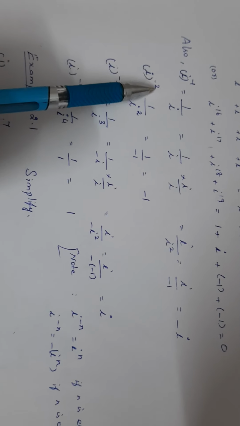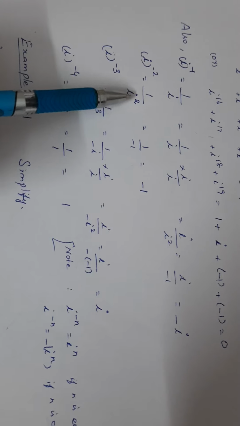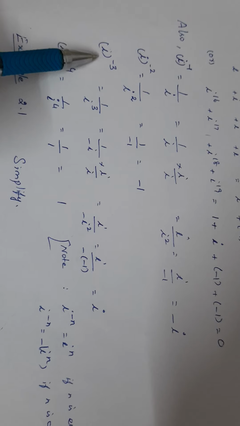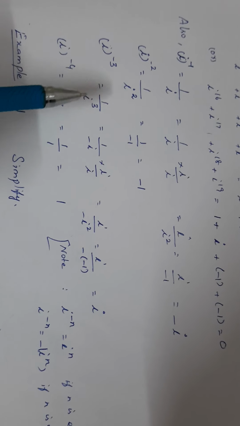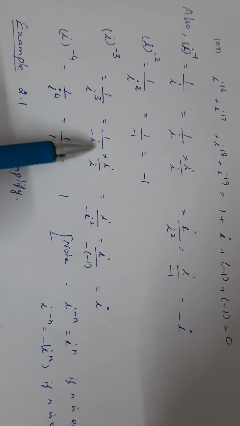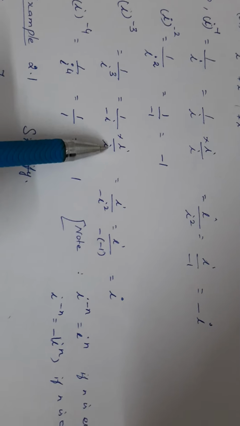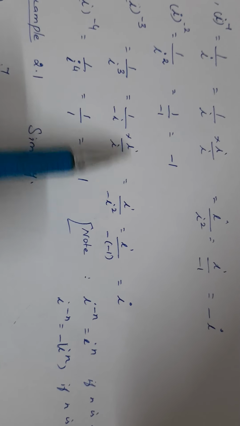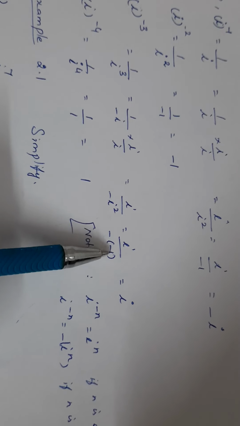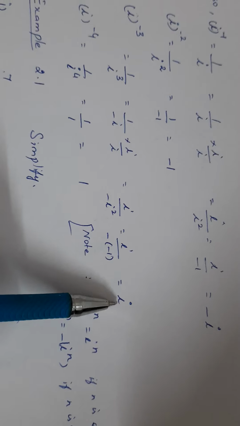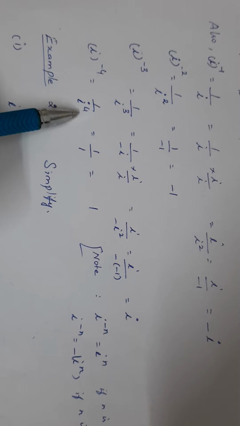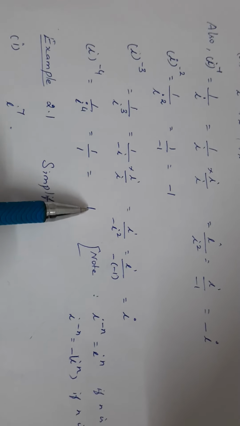Next, i to the power minus 2. This is nothing but 1 by i squared. You know that i squared is minus 1, so 1 by minus 1 is equal to minus 1. Similarly, i to the power minus 3 is equal to 1 by i cubed. i cubed is minus i, so the denominator is an imaginary number. To get its value, let us multiply and divide by i. The numerator will be i and the denominator will be minus i squared. As i squared is equal to minus 1, minus into minus 1 will be plus 1, and that is equal to i. And then i to the power minus 4 is equal to 1 by i to the power 4. i to the power 4 is 1, so it is equal to 1.